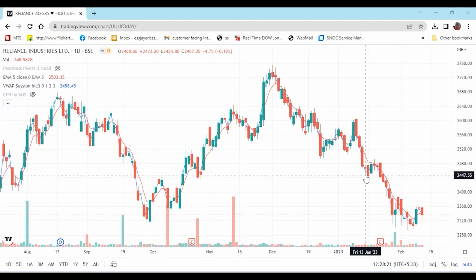I'll be coming to support and resistance also. First, I'm just explaining that higher high and higher low concept. After that, I'll come to support and resistance.